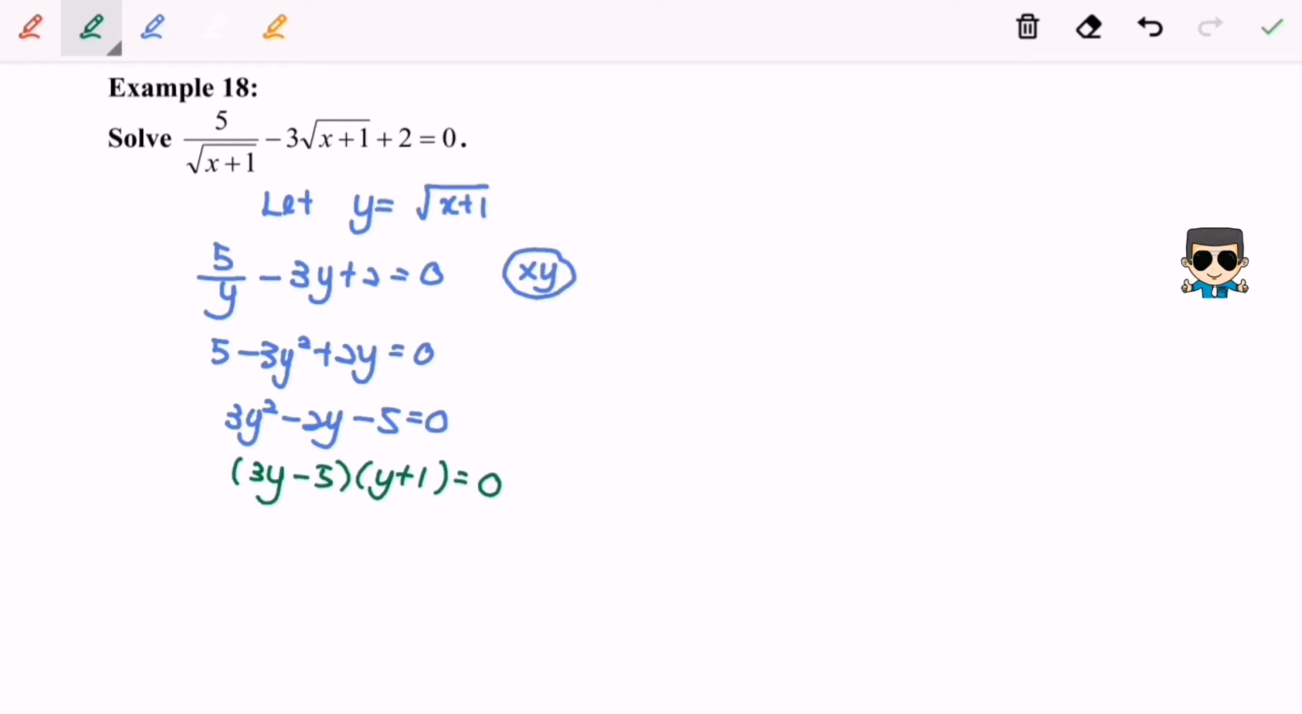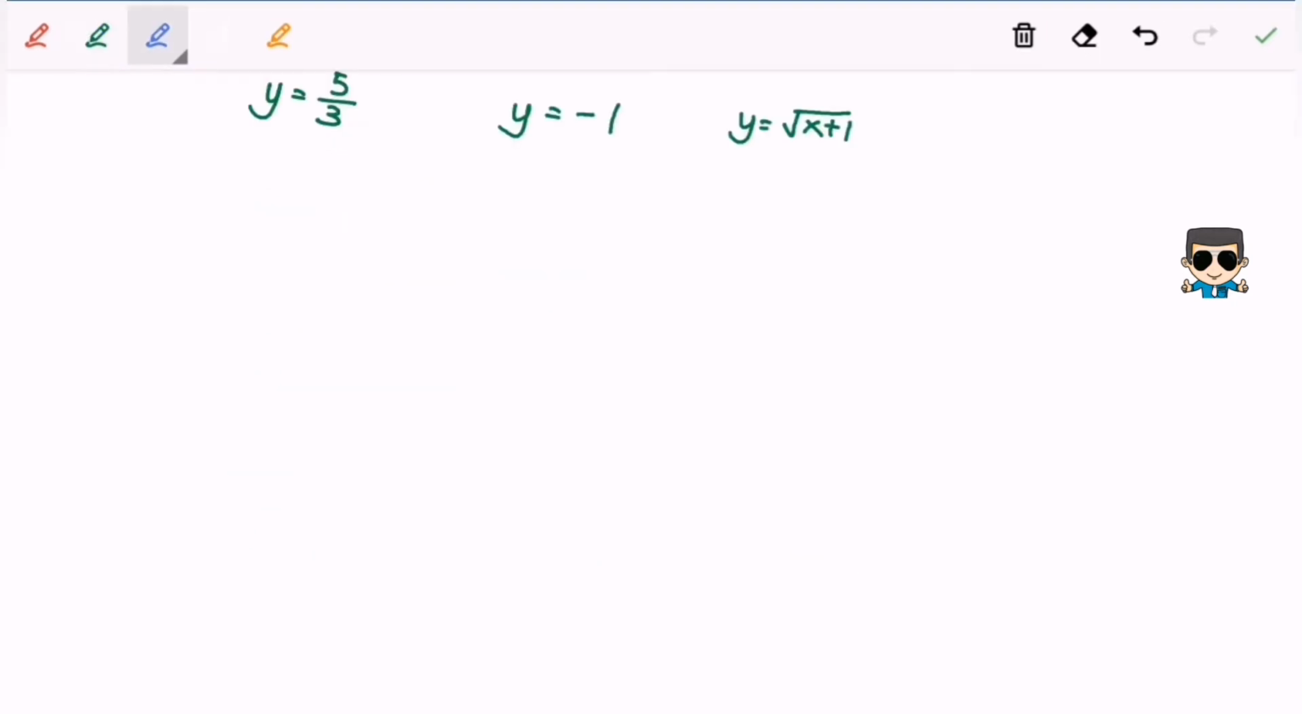Do remember the value of y actually is the square root of x plus 1. So in this case, y will be equal to 5 over 3, and y is equal to negative 1. Do remember, y is actually the square root of x plus 1, so now we have to determine the value of x. Next, I'm going to substitute the y. So it will be the square root of x plus 1 equals 5 over 3.